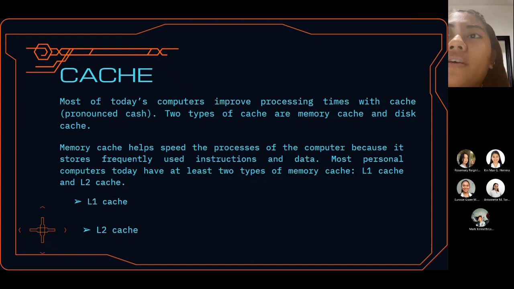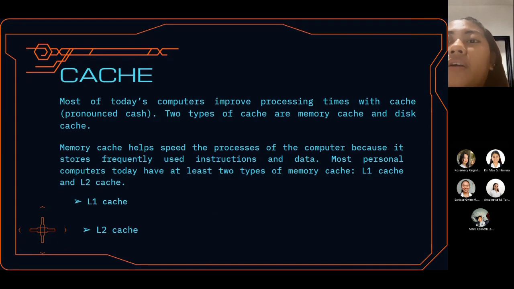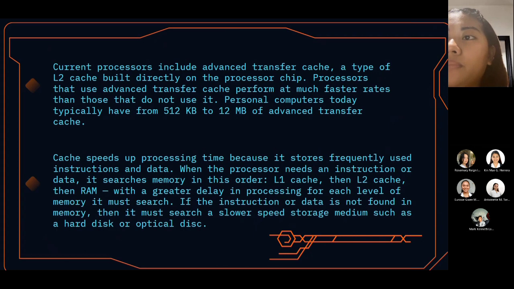Cache. Most of today's computers improve processing time with cache. Two types of cache are memory cache and disk cache. Memory cache helps speed the processes of computers because it stores frequently used data. Most personal computers today have at least two types of cache. L1 cache is built directly in the processor chip. L1 cache usually has a very small capacity ranging from 8 kilobytes to 128 kilobytes, while L2 cache is slightly slower than L1 cache but has much larger capacity ranging from 64 kilobytes to 16 megabytes.